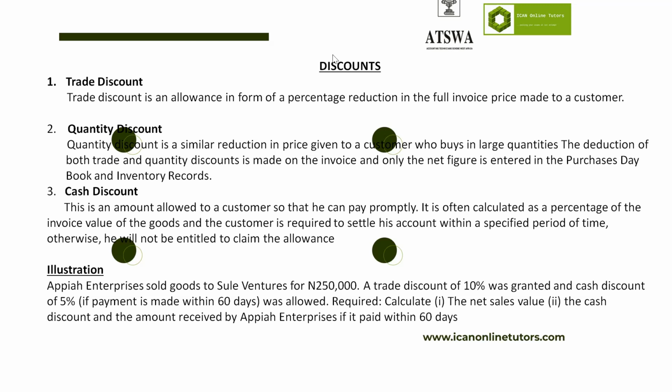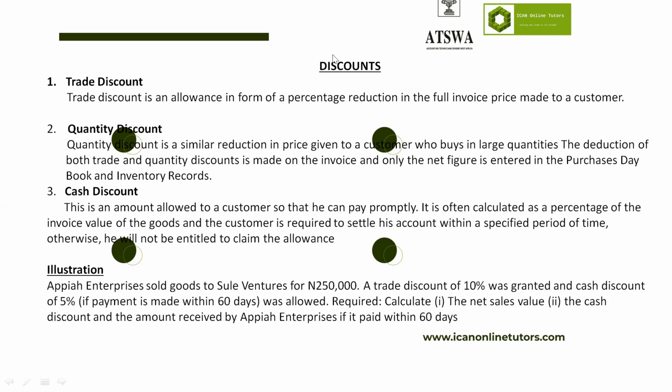So why are we having a trade discount? What is trade discount for? It is to encourage bulk purchase. Quantity discount is similar: a reduction in price given to a customer who buys in large quantity. Some texts say that in a cash book like this, we only have two types of discount, either trade or cash, because quantity discount and trade discount have the same characteristics. There's similarity between the two of them.